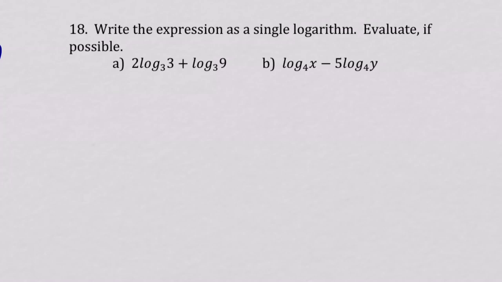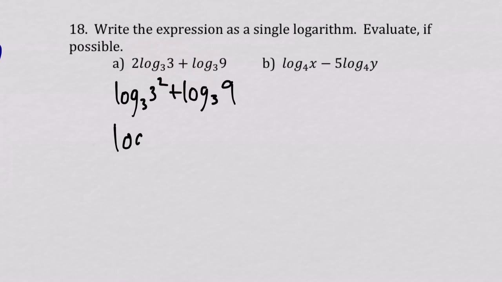18, write the expression as a single log. Evaluate if possible. That should be pretty simple by this point. I'm adding two logarithms that have the same base. So what I'm going to do first is bring this 2 up to become an exponent. So it's going to be log base 3 of 3 squared plus log base 3 of 9. I'm going to put them together. Log base 3 of, when you're trying to add two logarithms that have the same base, that means you multiply their inputs here. So that this is 9 and this is 9, so it's log base 3 of 81.